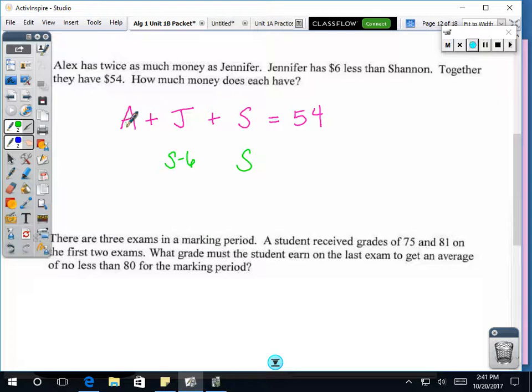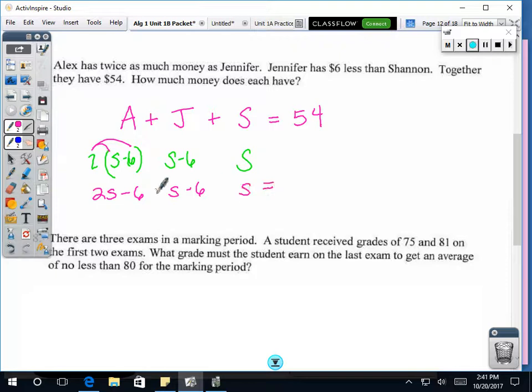And then if Alex has twice the amount of Jennifer, how do you represent his amount of money? Well, think about it. We've already represented Jennifer's money with an S minus 6. That's how we're representing it. So Alex's money is twice that. Okay, so now what you're going to do first is you're going to have to distribute that. And it becomes 2S minus 6, and then you bring down the rest.